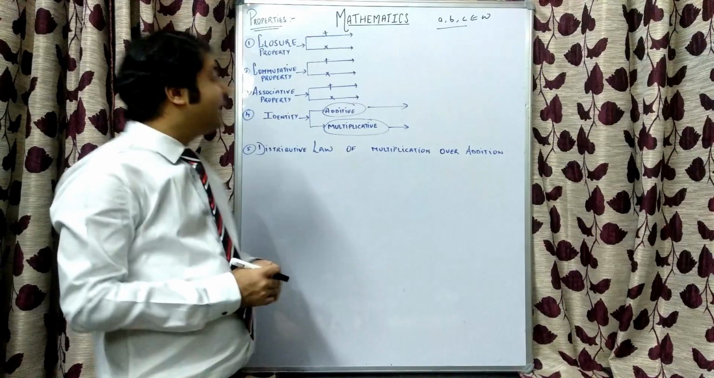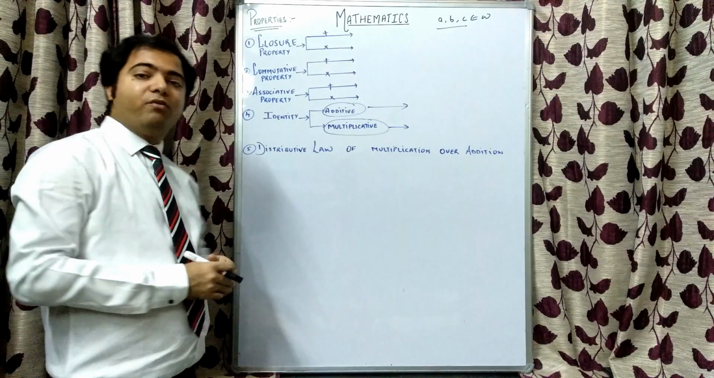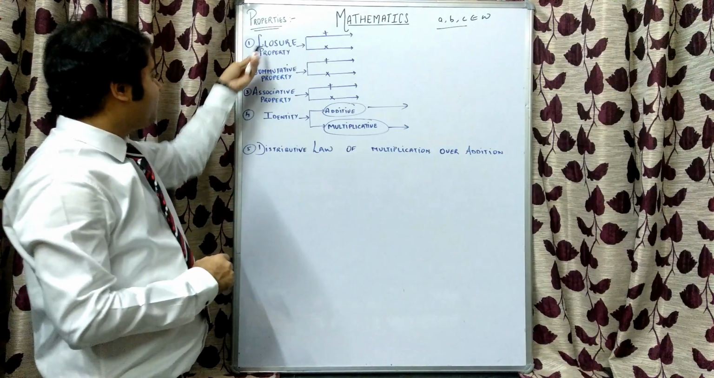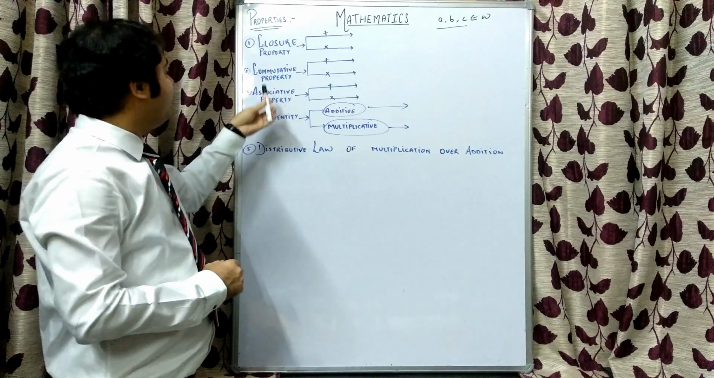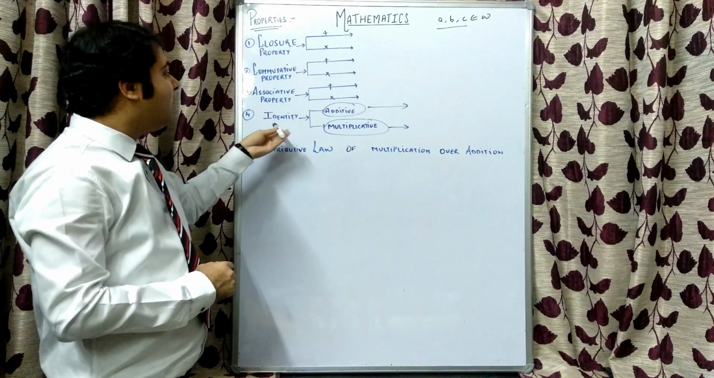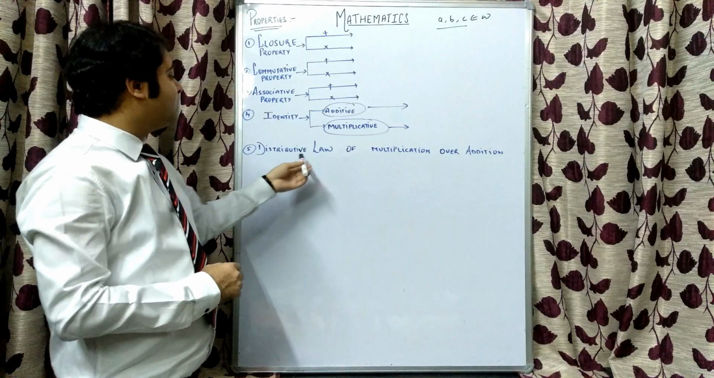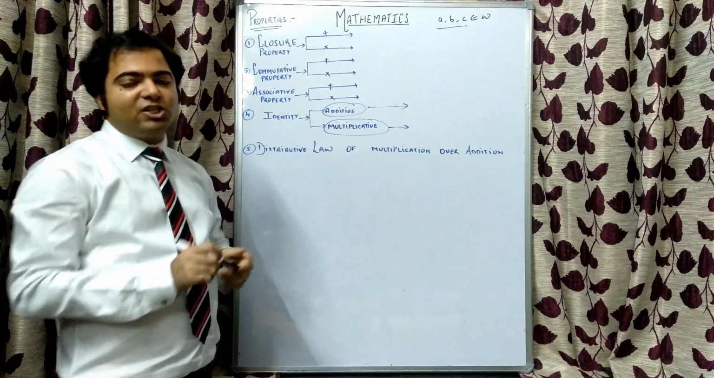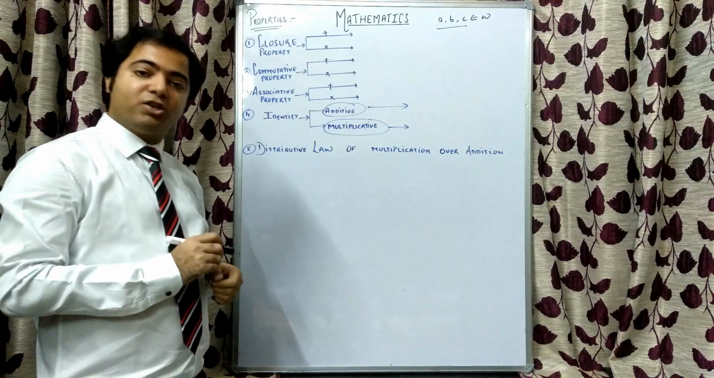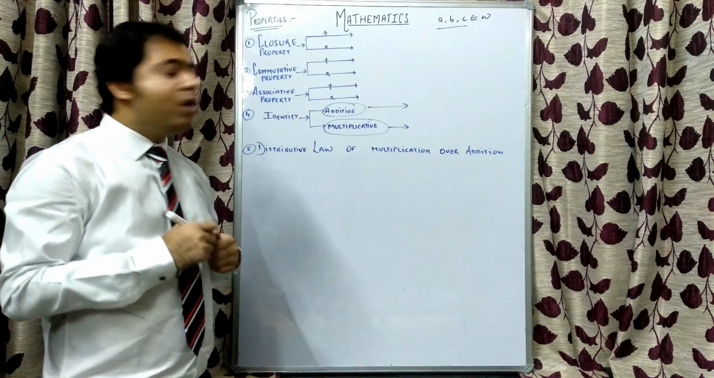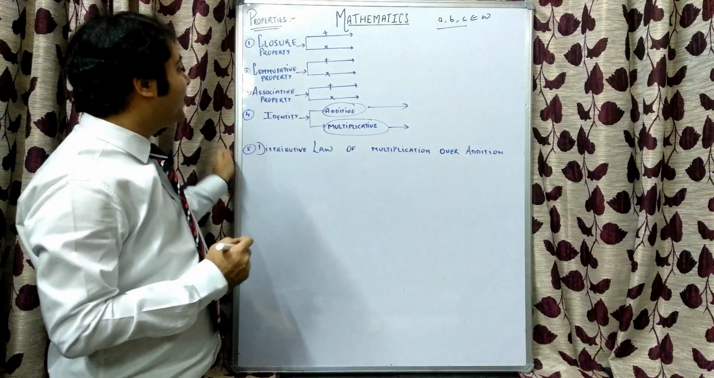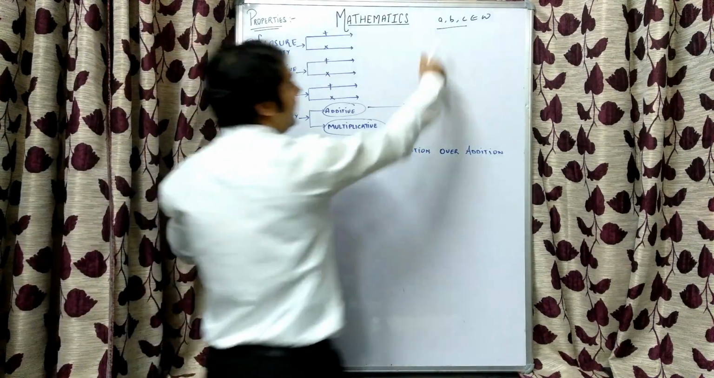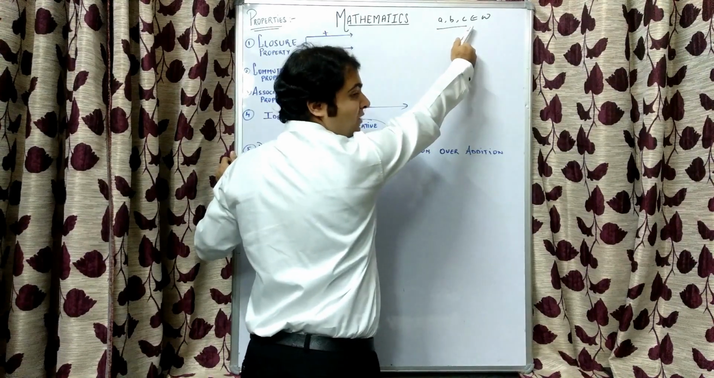Children, now we will be dealing with the different properties of whole numbers. The 5 properties that I have written on the board, that is closure property, commutative property, associative property, identity property, and distributive law, all these 5 properties are based on addition and multiplication operations of whole numbers. To understand these properties, let us assume 3 whole numbers, namely A, B and C.